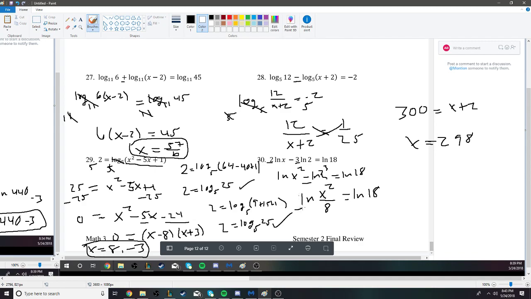Put a base of e on both sides. Just cross them out. So we get x squared over 8 is equal to 18, times 8 on both sides. 18 times 8 is 144. So x squared equals 144. Root both sides, and we get x equals 12.